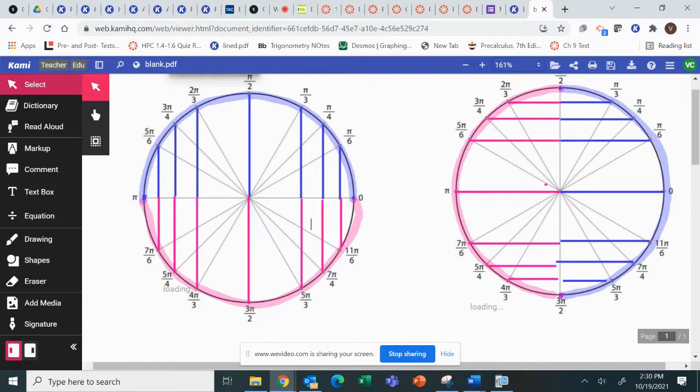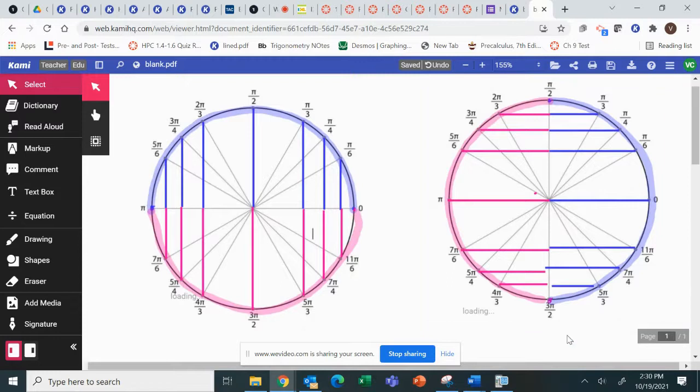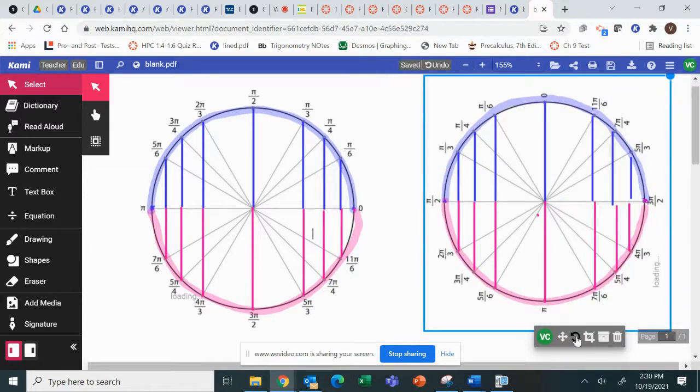How could I get from cosine and change it into sine? Because they really look almost identical. How can we take cosine and change it into sine? Patrick. Like rotate it, right? Yeah. How far would you rotate it? I just did it. How far would you rotate?